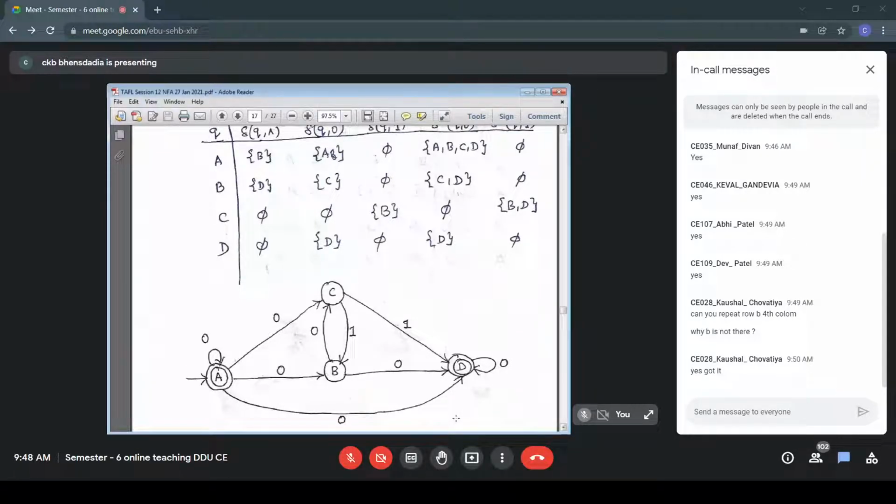Same number of states, same structure, except addition of links. So for example, B on 0 is CD. So B on 0, there is a transition to C, there is a transition to D. C on 1, it is BD. So C to B on 1, and C to D on 1. So this is my state transition diagram.